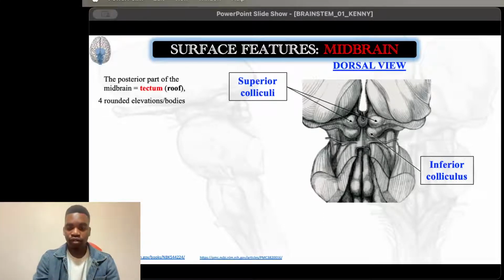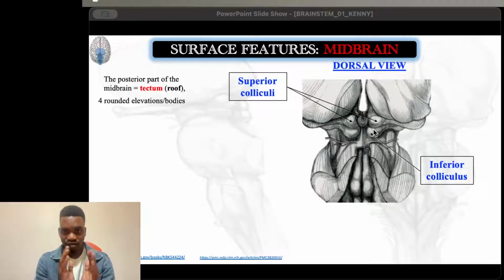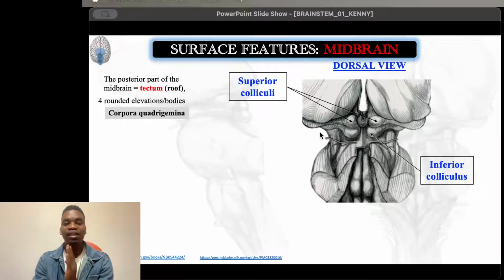So all these four structures form what we call four rounded bodies. Now we want to translate it into Latin. We call them corpora quadrigemina. Corpora quadrigemina is another term that refers to all these structures together. So superior colliculi and inferior colliculi are together called corpora quadrigemina, or the four bodies.